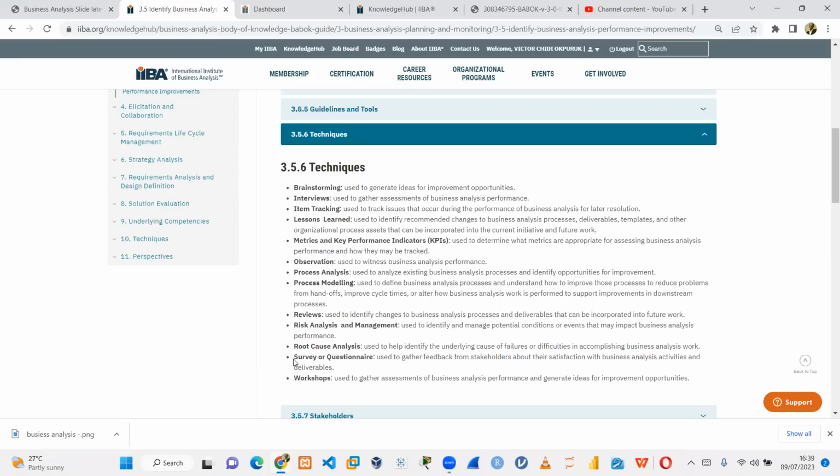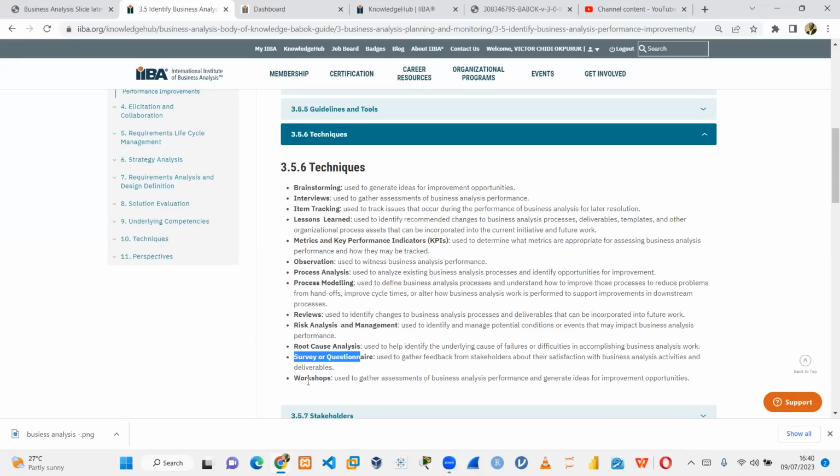Right? At times you need to do surveys or questionnaires, like I talked about the airline, to gather feedback from stakeholders about their satisfaction with business analysis activities and deliverables. At times you need to do workshops. You can bring team staff members together, you do some kind of webinar, you do some workshop, you ask them questions, and they're going to look at some of these things.